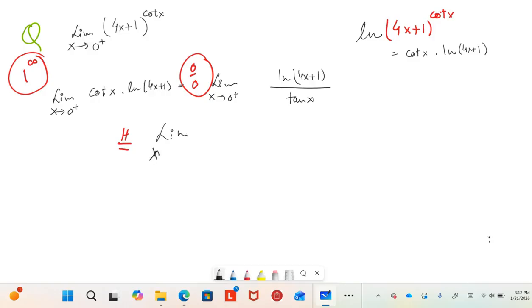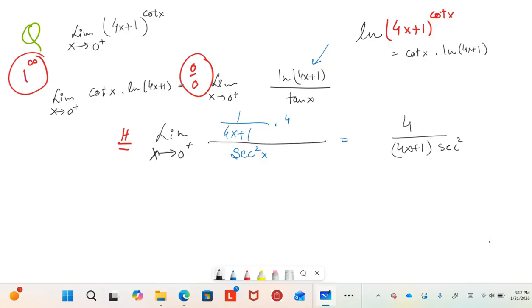Limit x approaching 0 from right side. Derivative of the numerator. What's that? 1 by 4x plus 1 times the derivative of the inside, which is 4. In the denominator, the derivative of tangent is secant square x. So let's write that down. It's 4 by 4x plus 1 times secant square x, limit x approaching 0 from right side.